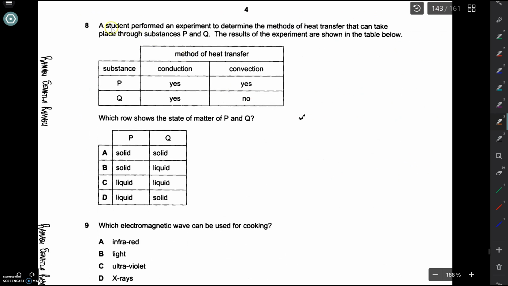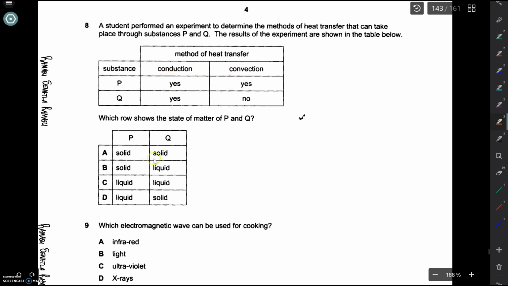Question 8 says a student performed an experiment to determine the methods of heat transfer that can take place through substances P and Q. The results of the experiment are shown in the table below. We have substance P and Q, and then method of heat transfer. We have conduction and convection. In substance P, both conduction and convection can take place. In Q, only conduction can take place, but convection cannot take place.